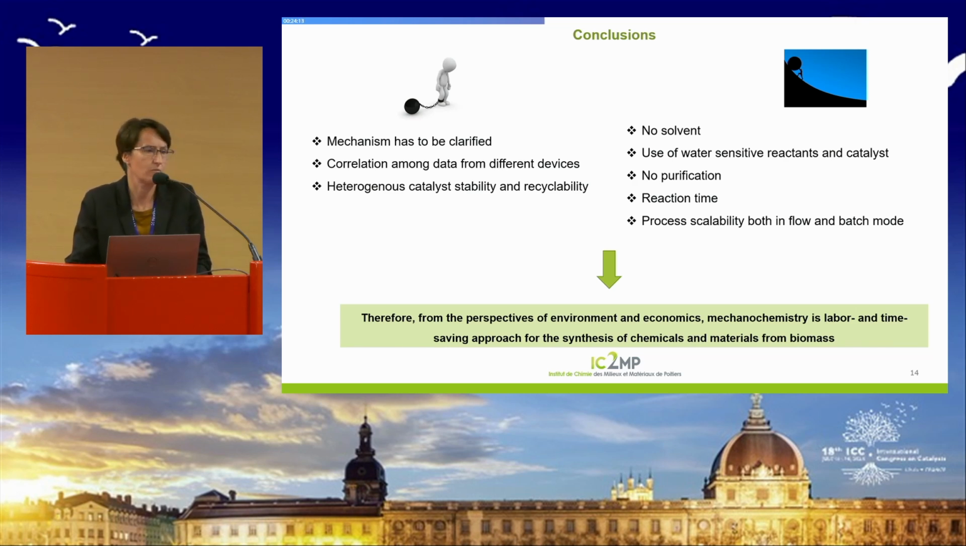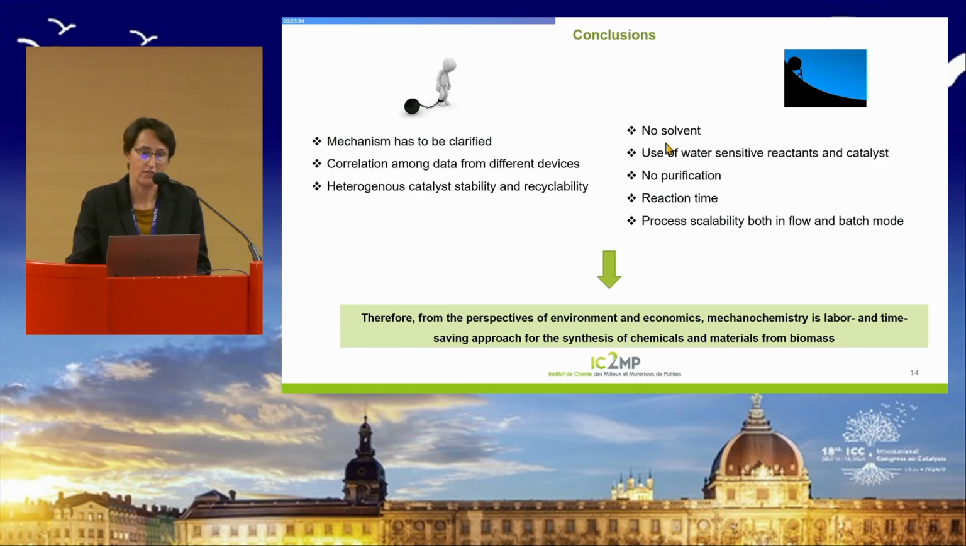But like from many other strategies, you have some drawbacks. First one, you have to understand the mechanisms that occur during the mechanochemistry, and it's not so easy sometimes. Correlation among data using different devices. For example, if you are doing the same reaction as me with your ball milling, with different conditions and so on, perhaps we will not have the same result as we obtain. So really, we have to focus on that. And the main drawback, catalyst stability and recyclability. We have to have a robust catalyst that will be stable under the mechanical forces, and that's something really we have to work on it, because it's not so easy.